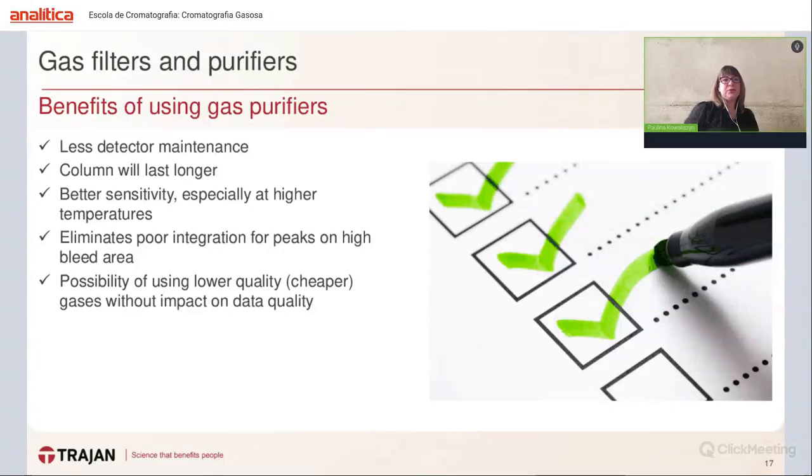It will lead also to better sensitivity of our detector, especially at the higher temperatures. Our chromatogram will be looking nice and better for analysis for longer, so our integration will be nice. And also the presence of the gas filter is enabling us to use lower quality, so cheaper gas, without impact on our data quality.